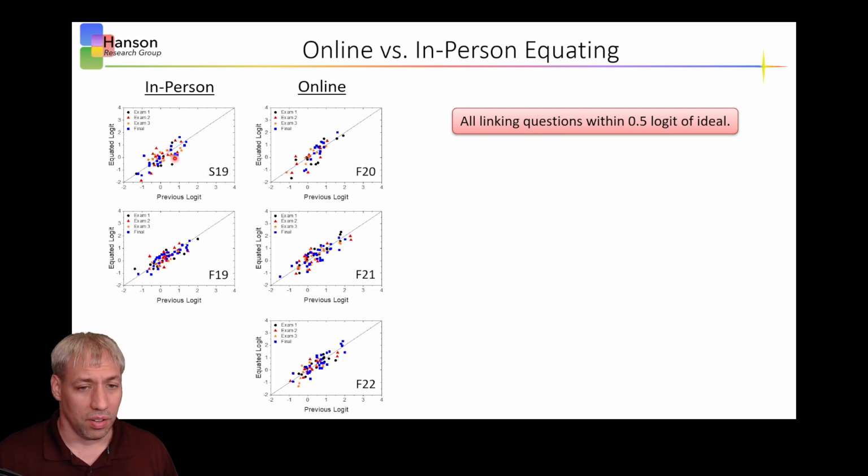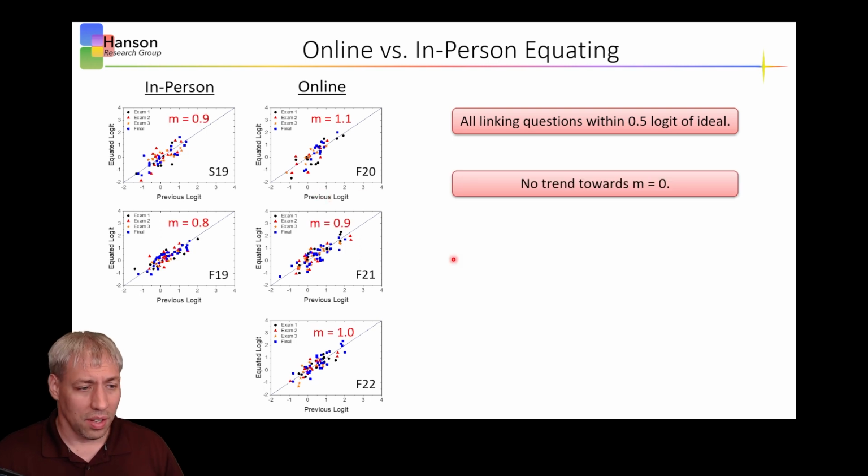But we don't see that. We see a fairly even distribution about this ideal equating line, so everything's within 0.5 logit of that line. The other thing we see is that the slope is pretty close to 1 across the board.